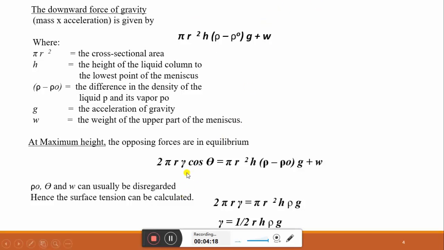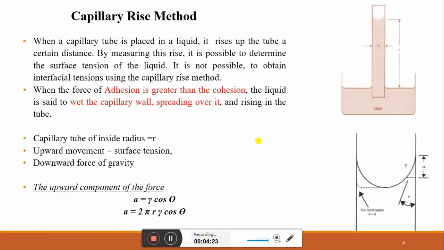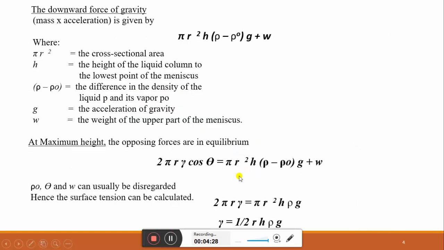So if we compare the equations, 2 pi r gamma cos theta as the upward force and pi r square h (rho minus rho 0) g plus w as the downward force, we get the equation gamma is equal to 1 by 2 r into h into rho into g. This is the equation that we derived when we discussed pressure difference across a curved surface. So that is the practical application of pressure difference across a curved surface for the measurement of surface tension.